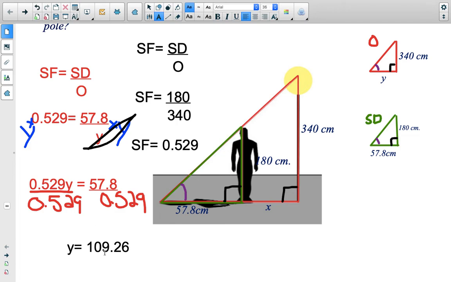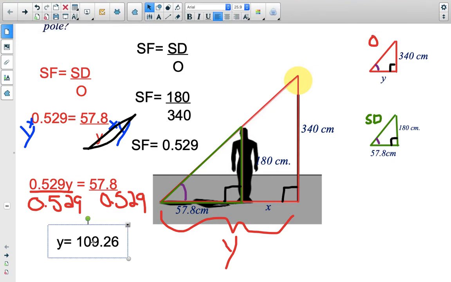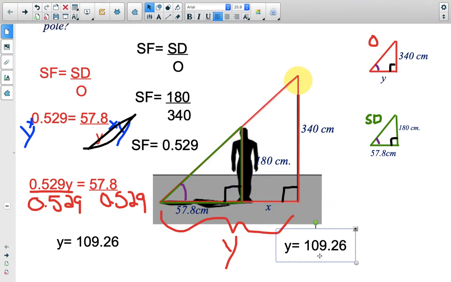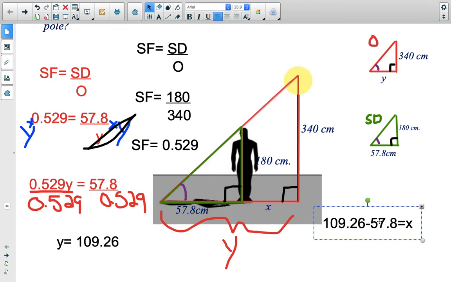Now we're not done because we found y. We need to find x. Well, I know y is this whole side length here. So y is this whole side length. So if y is this whole side length, well, to find x, don't I have to go y minus 57.8? So I gotta go 109.26 minus 57.8 to get what my x is. And we will get our final answer.